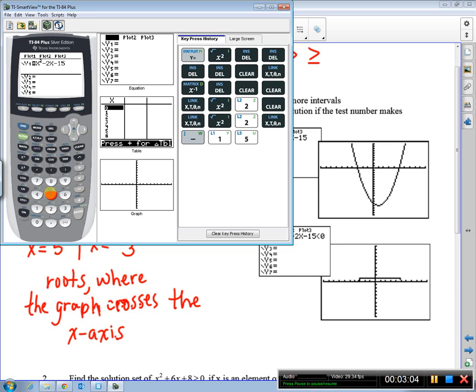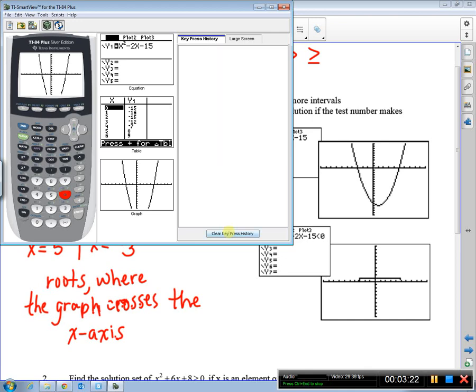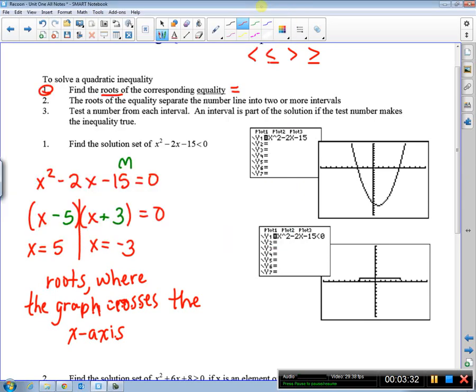All right, now we want to make sure we have a decent window here. Let's do a zoom 6. And there's our graph and a table of values. I'm going to get rid of my key press history. So here's the graph, and you can see it indeed crosses at -3 and at +5. And we have that here as well. Okay? So when we put in the equation, we can get a beautiful graph.